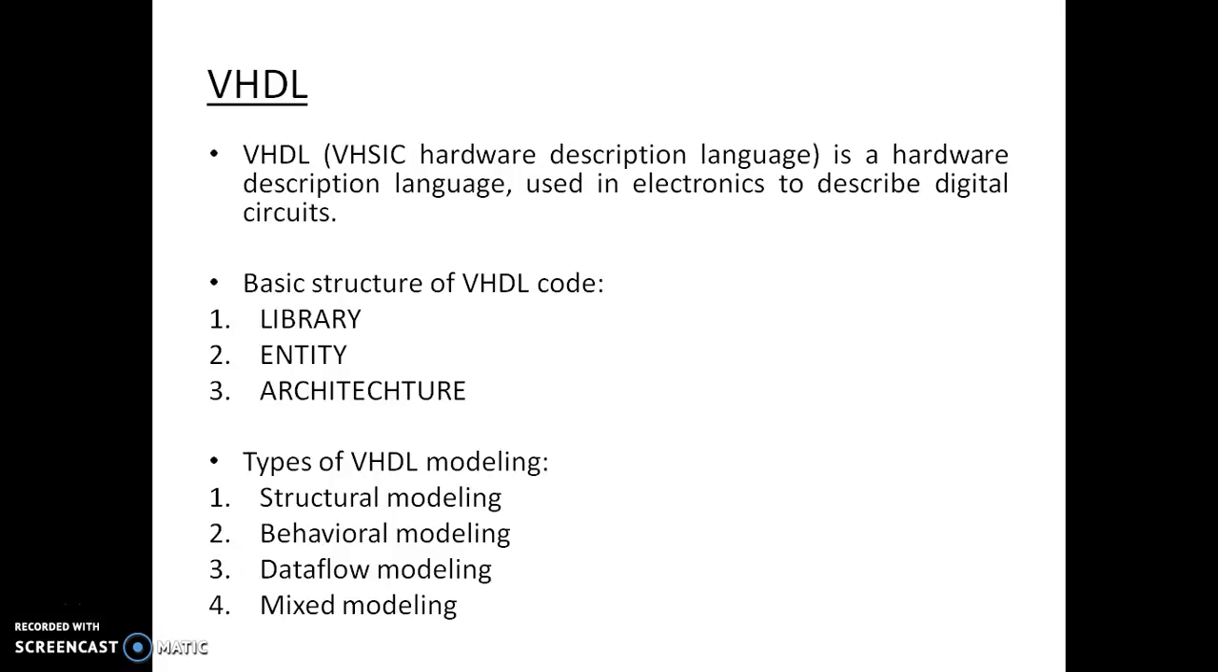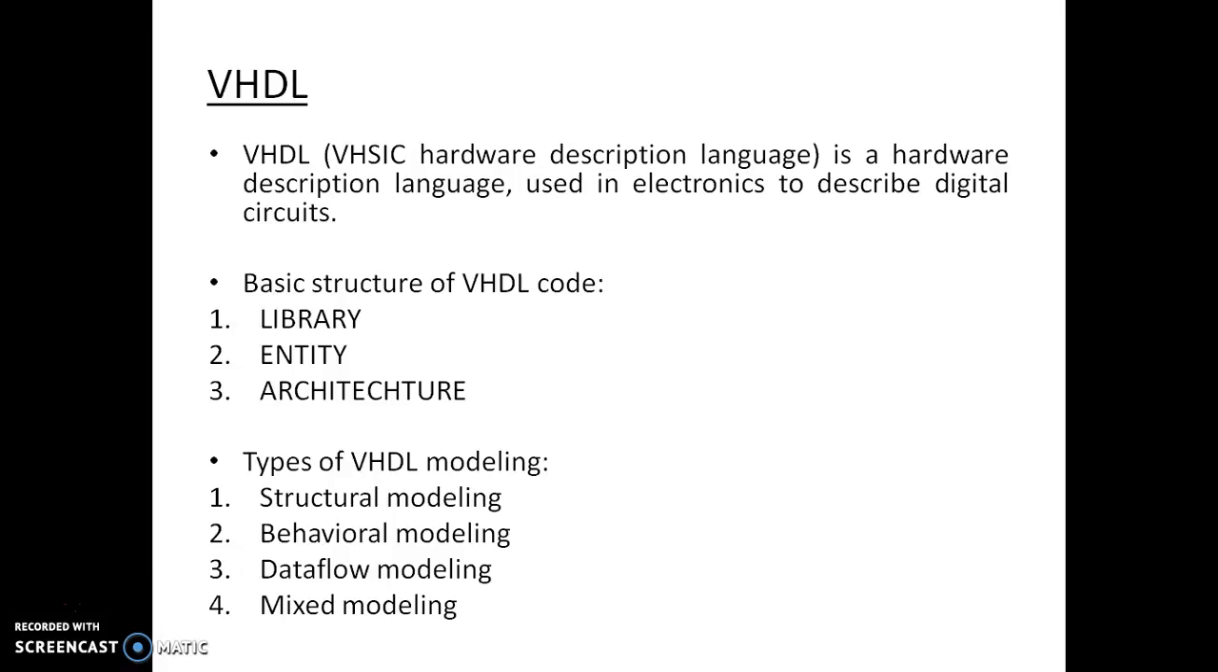Then we have also talked about different types of VHDL modeling. So first is structural modeling. Structural modeling, as we know, describes how components in circuits are connected to each other, or we can say it gives you idea about structure of any digital circuit. Behavioral modeling, we use this type of modeling for synchronous types of circuit, and it shows how your circuit behaves.